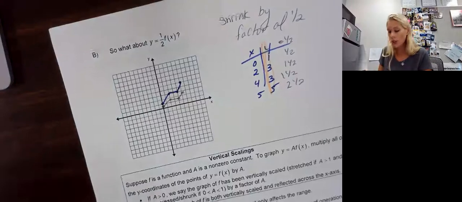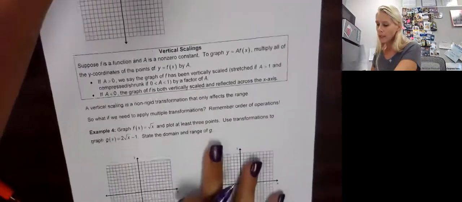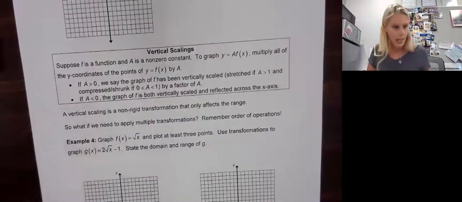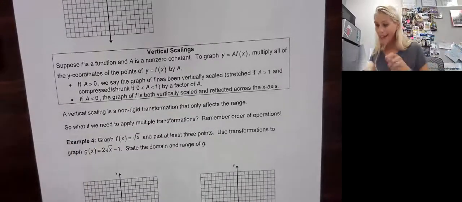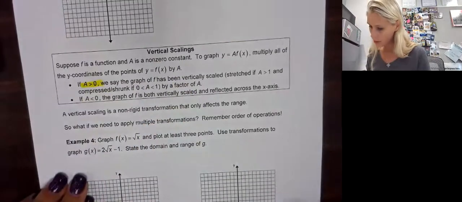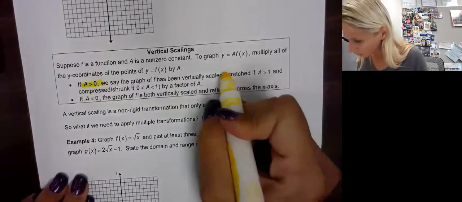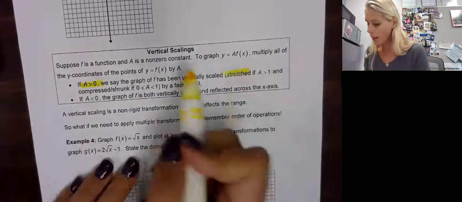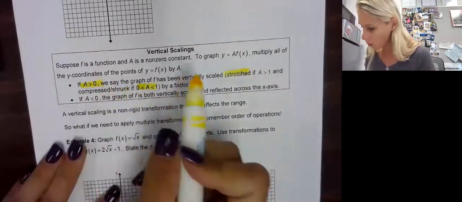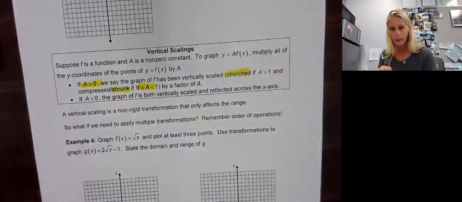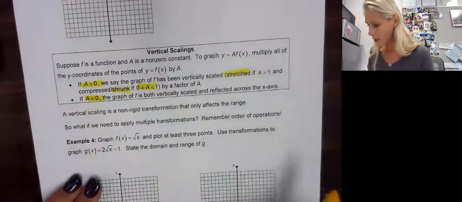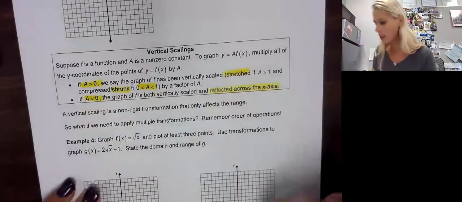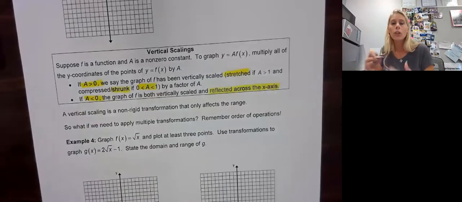So it shrunk vertically. Okay. Now, what that tells you guys is that when A is greater than 1, it is going to stretch. Now, if A is between 0 and 1, it's going to shrink. Okay. If A is less than 0, you're going to do a reflection, and then you're going to do that stretch or shrink based on the number.